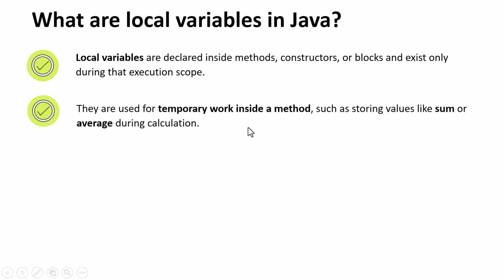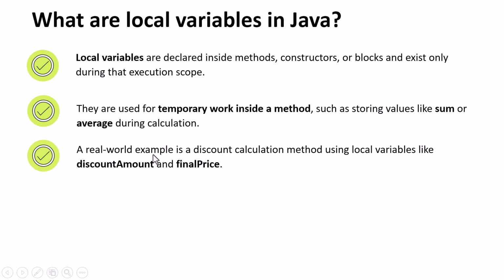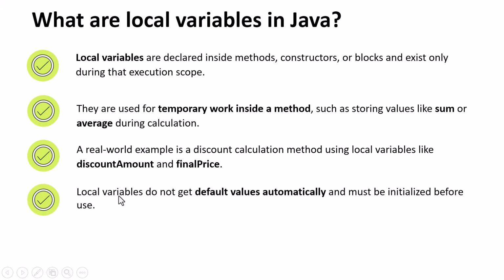For example, inside a method that calculates total marks, we may create a local variable called sum or average just to perform that calculation. A real-world example is a method that calculates the discounted price of a product. Inside that method, variables like discount amount or final price may be local variables because they are needed only while the calculation is happening. Another important interview point is that local variables do not get default values automatically.